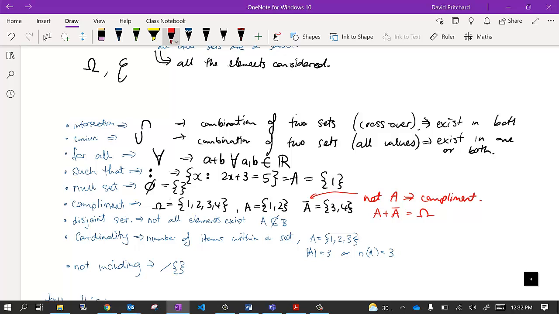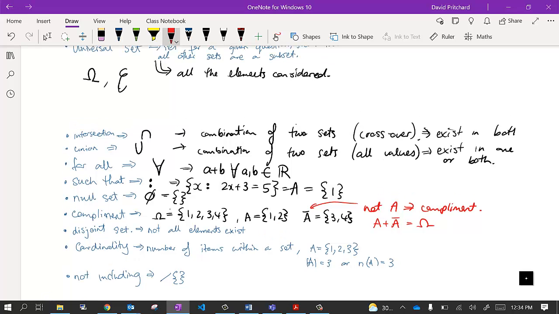So a disjoint set, which we don't use very often, is sets where there are no common elements. So if we have set A, which is 1, 2, and 3, and set B, which is 4, 5, 6, then these are disjoint sets because there's nothing in common. So we can say that the intersection between A and B is a null set. There are no common elements.